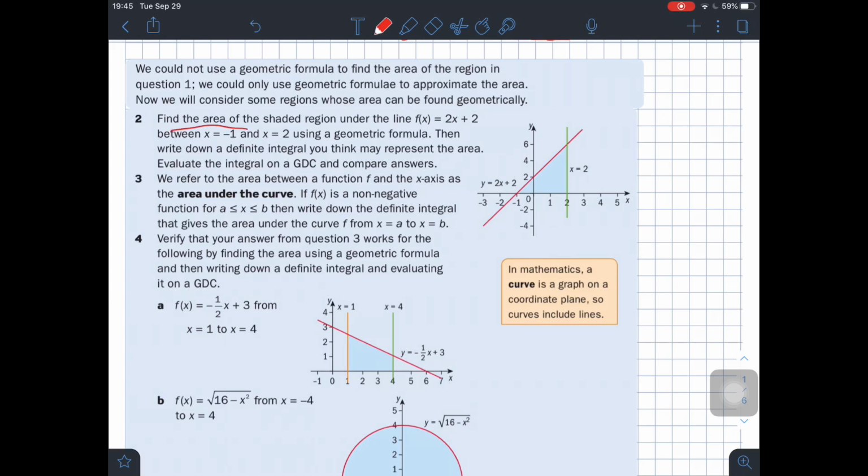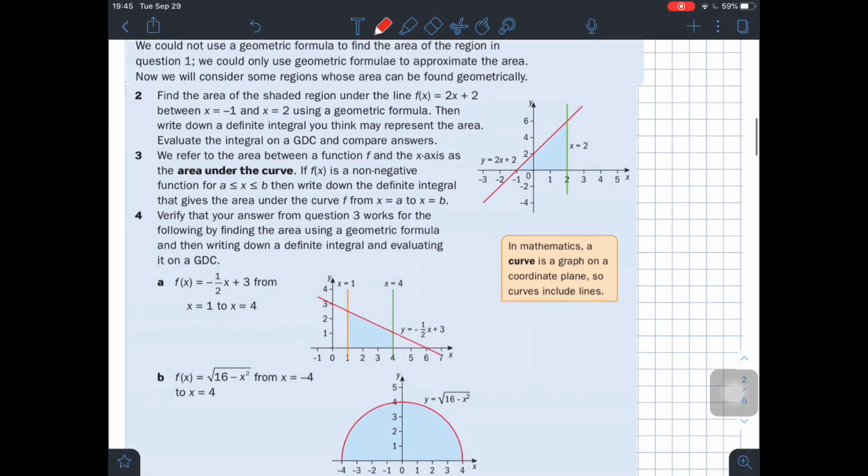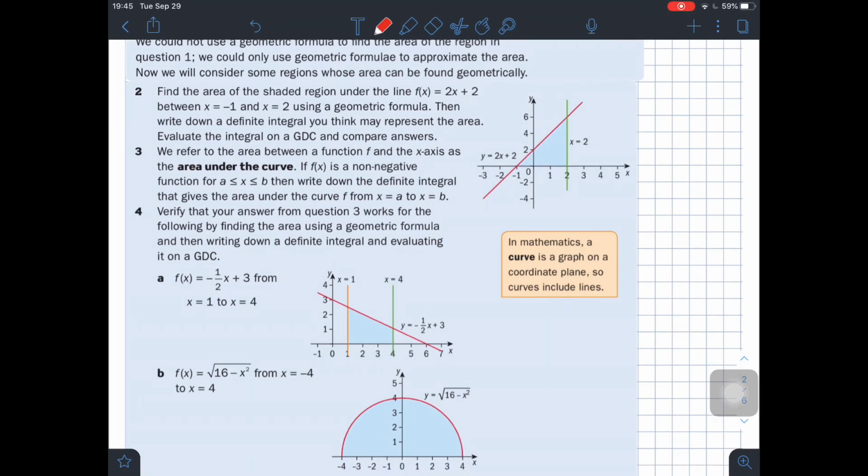It says, find the area of the shaded region under the line f of x equals 2x plus 2 between x equals -1 and x equals 2. So now we want to find this blue shaded region here. And as you can see, this is a known geometrical figure, right? It's a triangle. So we're going to try using both integrals and the geometric formula we know for calculating the area of a triangle, and compare both just to see if this actually works, okay? So it says, then write down a definite integral you think may represent the area, and then evaluate this integral on GDC and compare answers.